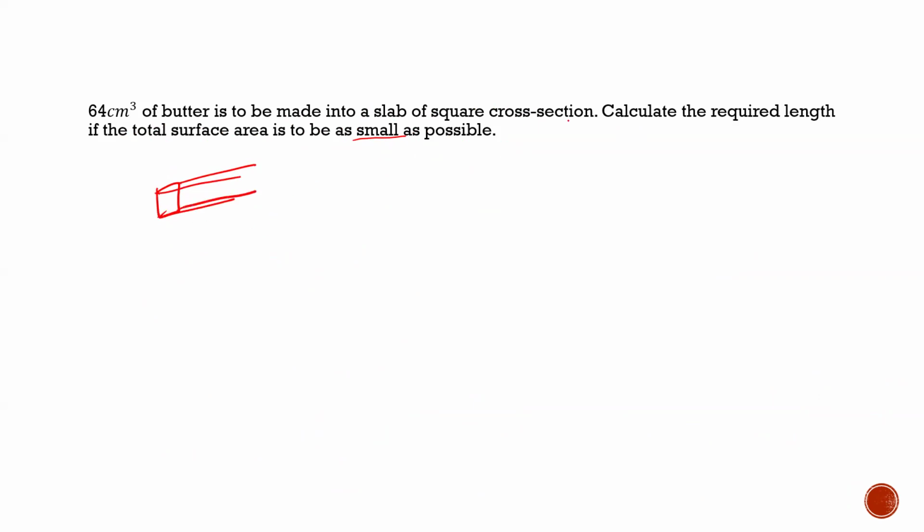Square cross-section. We've been asked to calculate the required length, call that L, and the cross-section, let's call it side length x. So calculate the required length if the total surface area is to be as small as possible. Now we already know that the volume of this slab is x squared L, and this is 64 cubic centimeters. Now we know that for surface area, I'm going to call surface area A.